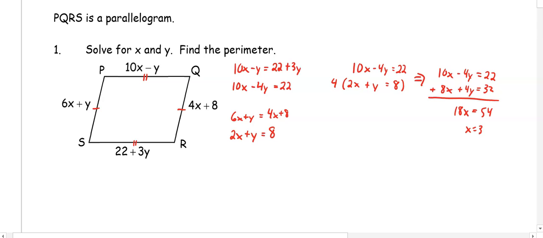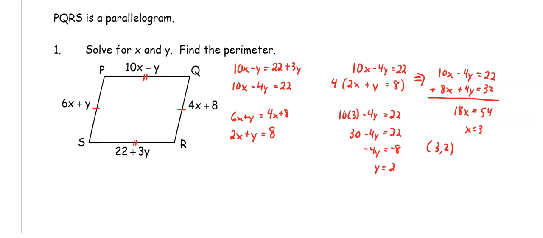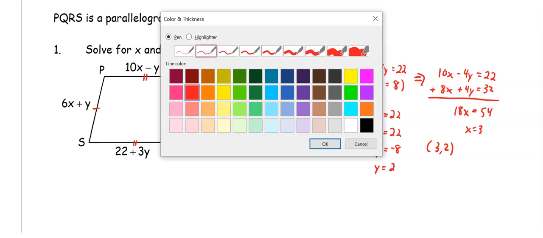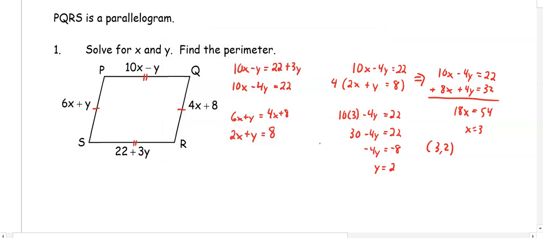Once we know x is 3, we can go back and solve for y. So 10 times 3 minus 4y equals 22. 30 minus 4y equals 22. Negative 4y equals negative 8. So y is 2. So we would have 3, 2 as our ordered pair. If we need to go back and find our perimeter, I can substitute my values in.